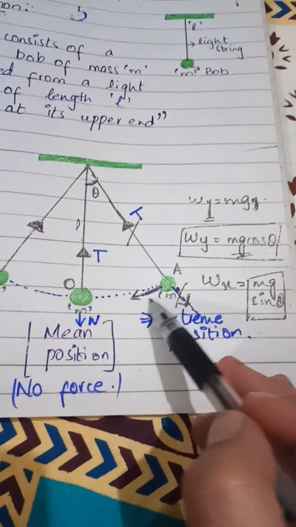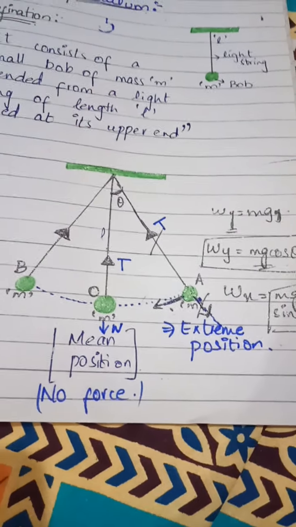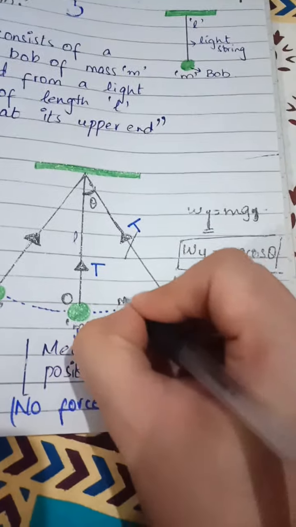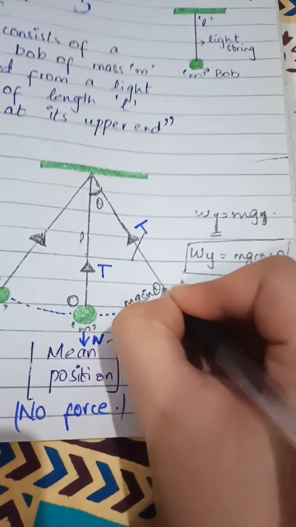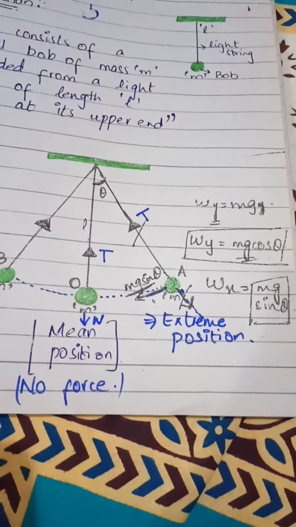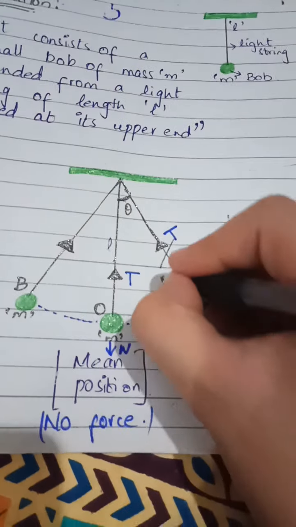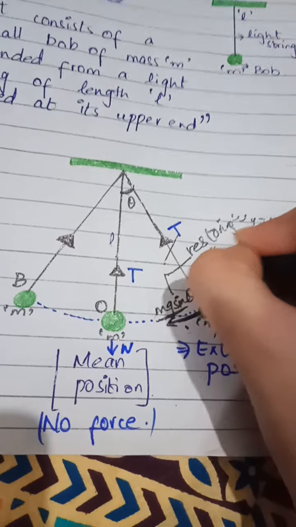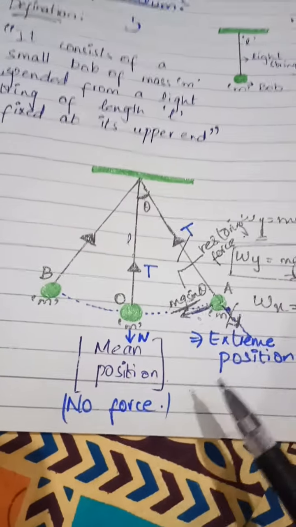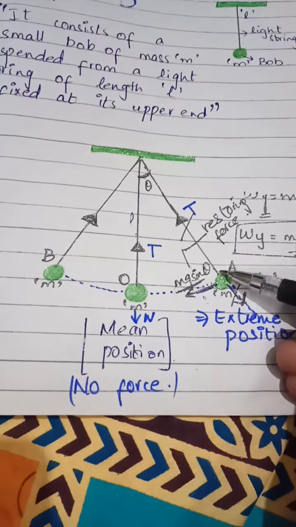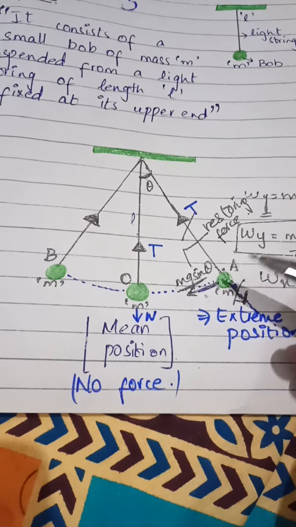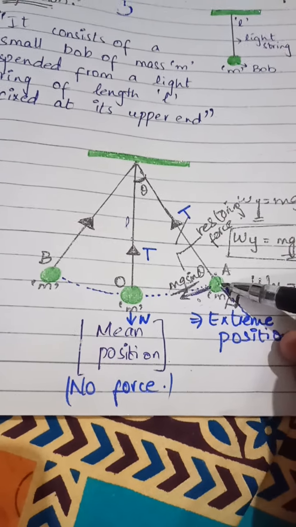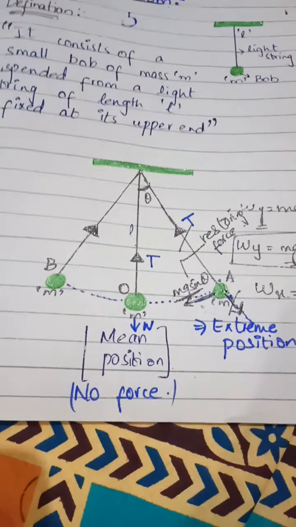And now what is left? This component, that is mg sin theta. This mg sin theta would act as a restoring force, and it will allow the body to move back toward the main position. Now we understood which force will act on this ball, and it will act as a restoring force and oscillate the body toward the mean position.